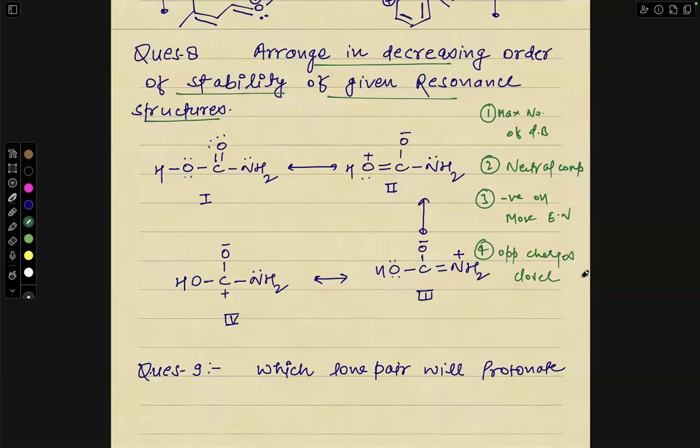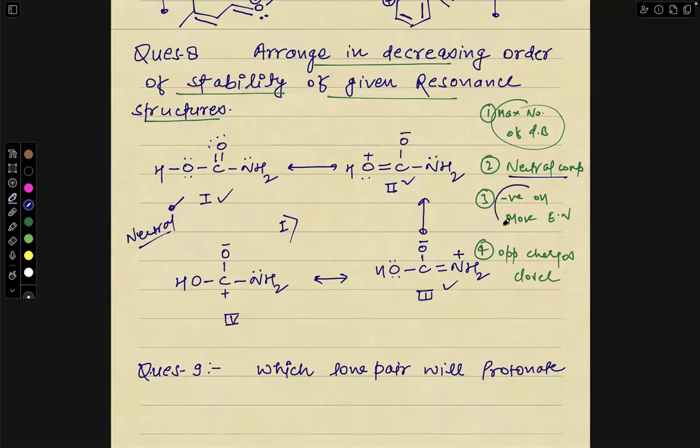Make sense? And you have to apply each rule one by one. So if we apply rule one, maximum number of double bonds, we can say this one has the maximum number of double bonds, this one has a double bond, this one also has a double bond. Now the next, neutral. So the first one is neutral, so the first would be the most stable. Between second and third, I told you they have an equal number of double bonds. They are both charged compounds.